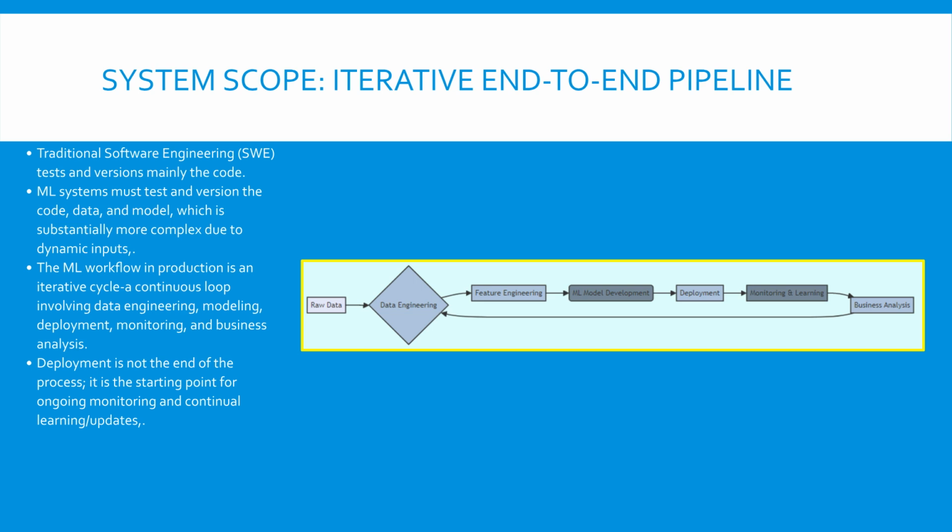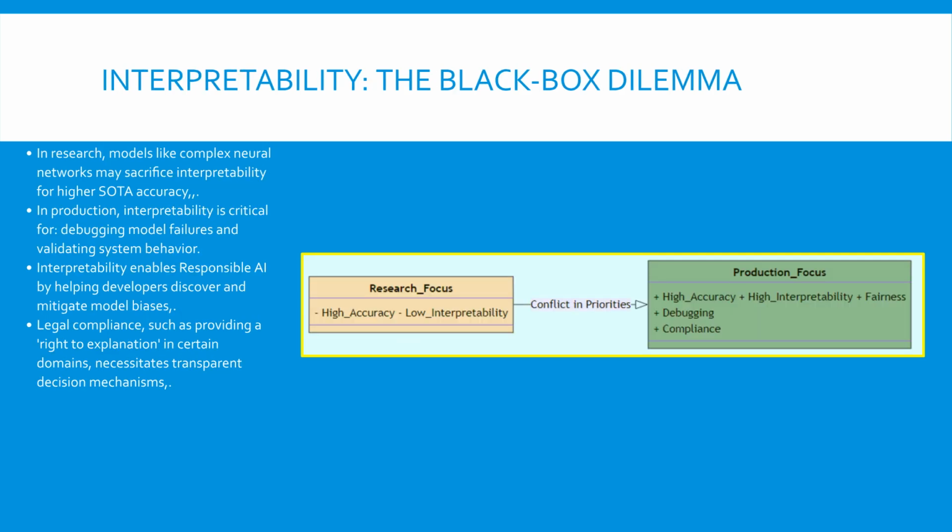The cycle continues into monitoring and continual learning, which tracks performance and detects failures, like data shifts. Finally, business analysis determines the system's impact on business objectives, feeding back insights to improve the data engineering process. This constant loop highlights that deployment is not the end, but the start of continuous maintenance and improvement necessary in production environments.